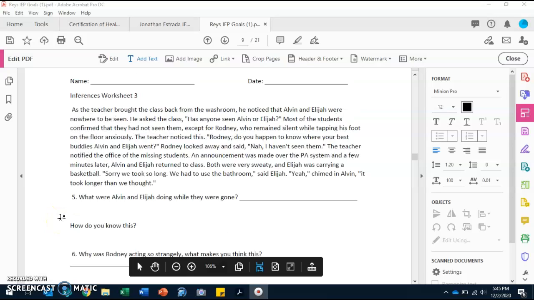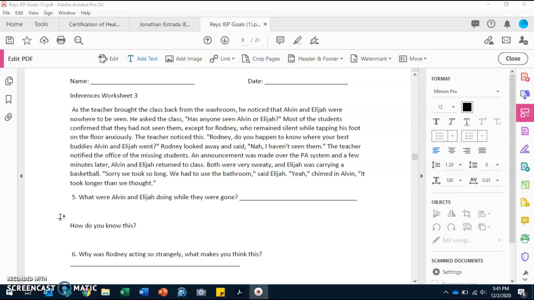The story says, as the teacher brought the class back from the washroom, he noticed that Alvin and Elijah were nowhere to be seen. He asked the class, "Has anyone seen Alvin or Elijah?" Most of the students confirmed that they had not seen them, except for Rodney, who remained silent while tapping his foot on the floor anxiously. The teacher noticed this. "Rodney, do you happen to know where your best buddies Alvin and Elijah went?" Rodney looked away and said, "Nah, I haven't seen them."